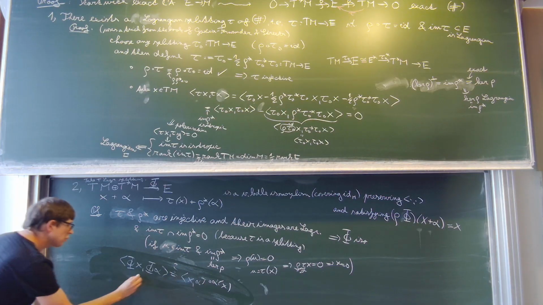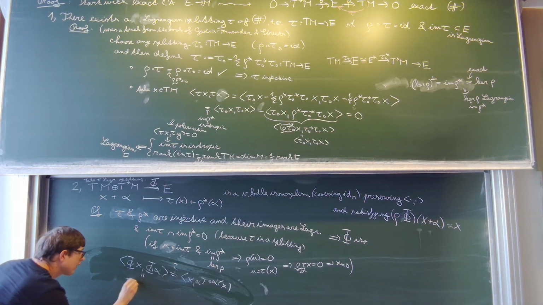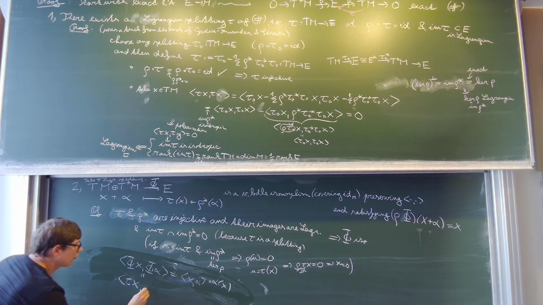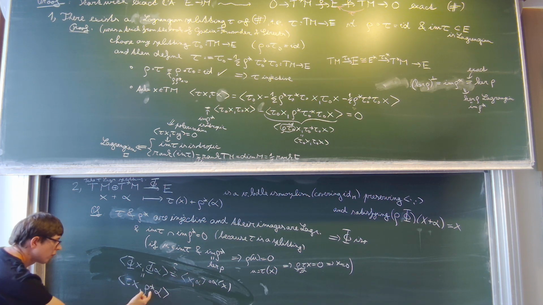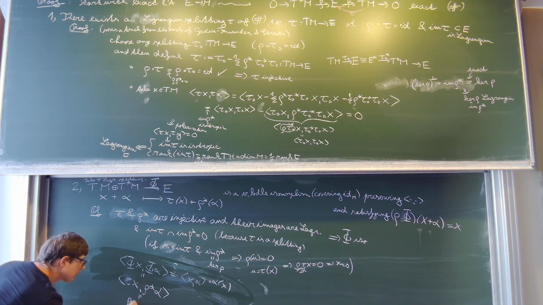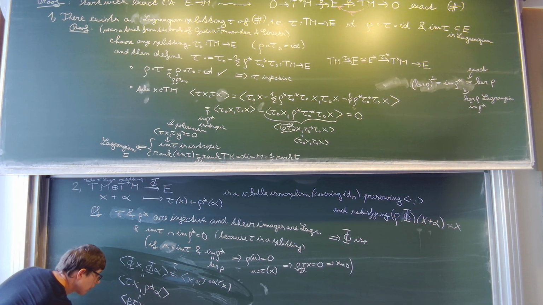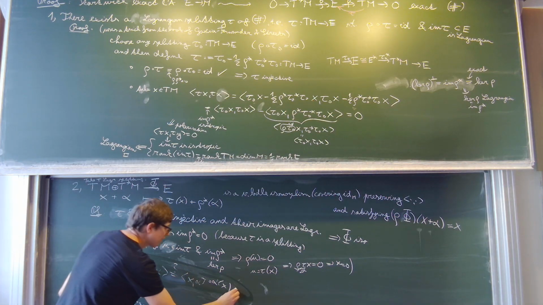But now looking here, so what is this? This is tau of x paired with rho star alpha. And if I again throw this rho to the left, then I get rho tau x alpha, and rho tau is the identity. So this is just alpha of x. Sorry for the downward tendencies of it all.